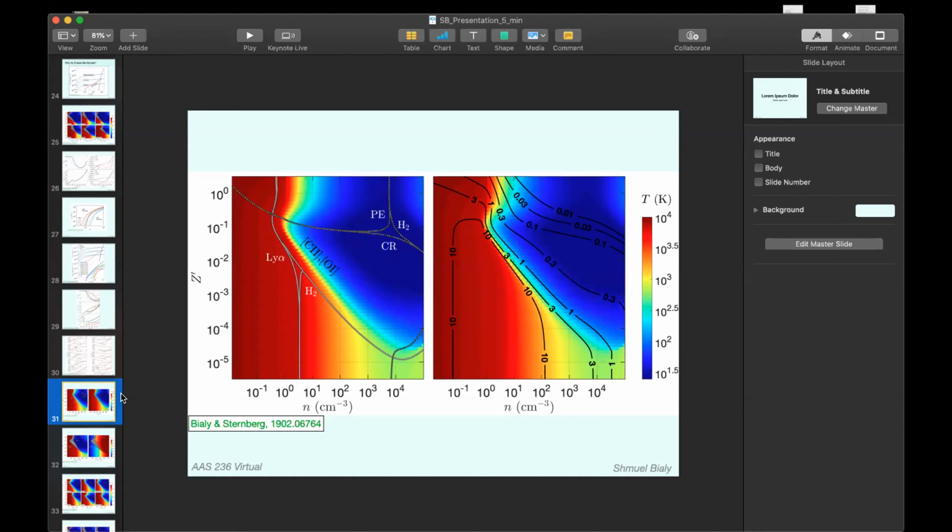Then people also use C+, because C+ is the main coolant over most of the metallicity, UV, and cosmic ray range for the CNM. So from observations of C+, you can estimate the cooling rate and the amount, and whether the ISM is multi-phase or not. So I think it's mainly C+ and 21 centimeter.